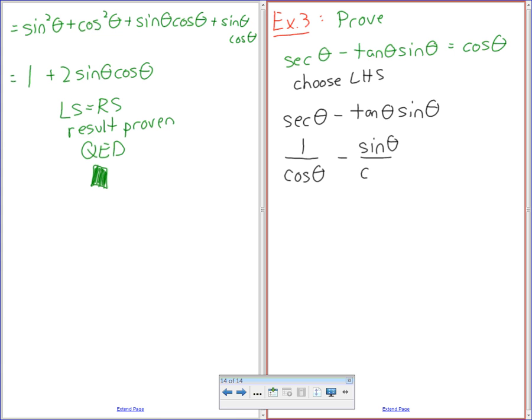Now I have 2 magic steps that take place in this question. Can someone tell me what sine theta divided by cos theta times sine theta equals, please? Play along, guys. What's sine divided by cos times sine? Sine squared divided by cos. Lovely.